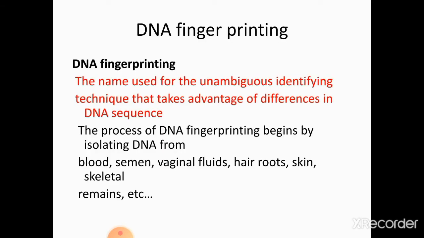Okay, next question, that is DNA fingerprinting. You can give the definition, the principle and also the application. DNA fingerprinting is the name used for the unambiguous identification technique that takes advantage of differences in DNA sequence. The process of DNA fingerprinting begins by isolating DNA from blood samples, semen, vaginal fluids, hair roots, skin, skeletal remains, etc.